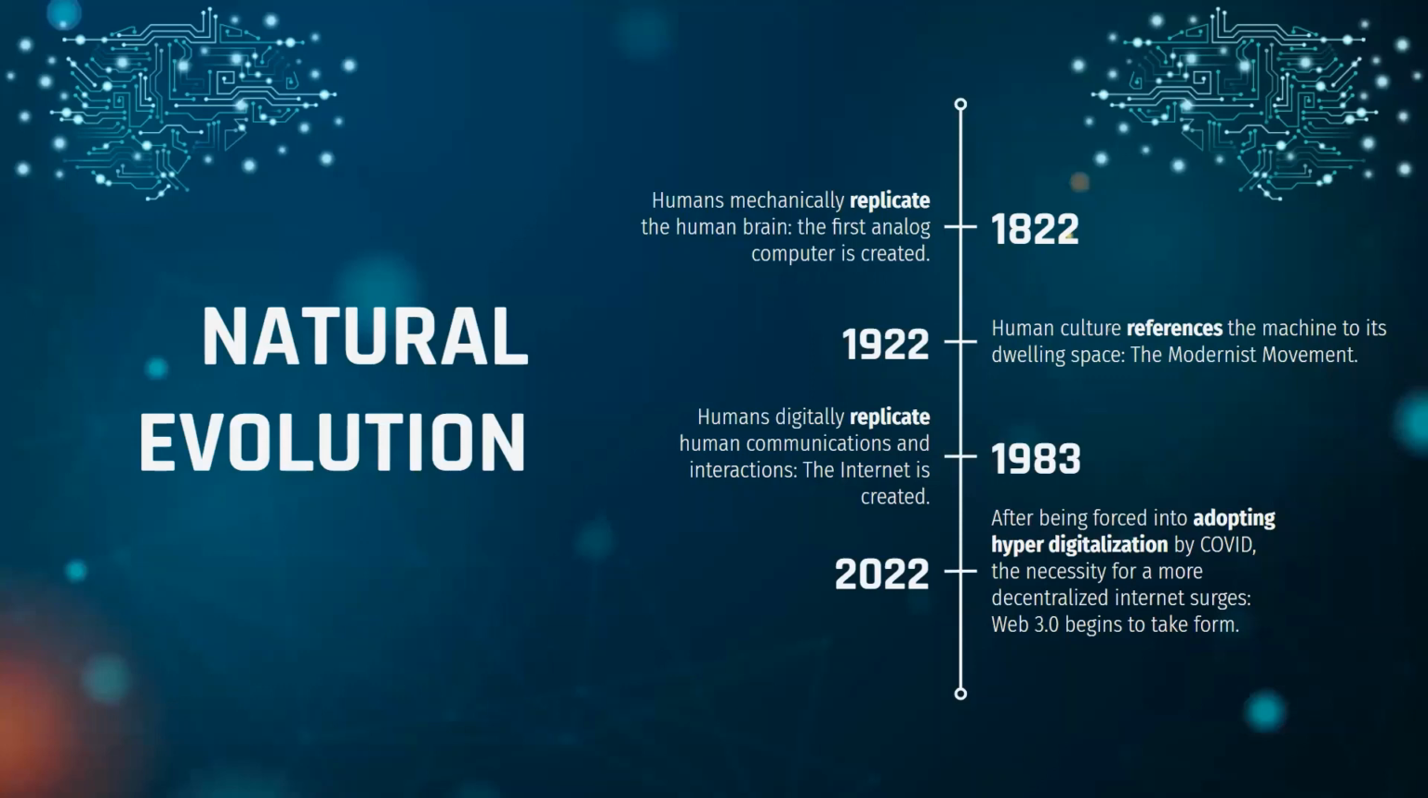In 1922, 100 years ago, roughly, human culture referenced the machine as the highest motor behind civilization after the Industrial Revolution and the globalization of the economy. And so we have the modernist philosophy of the machine is better than the human. And then in 1983, humans replicated communications and interactions, the internet. And today in 2022, after being forced into adopting hyper-digitalization for 2 years by COVID, the necessity for a more decentralized internet surges. Web3 begins to take form.